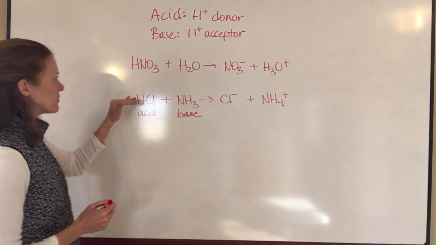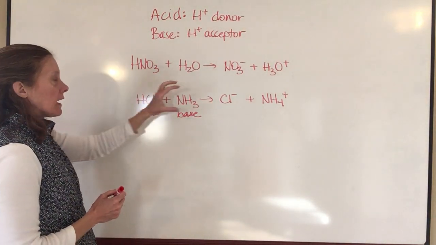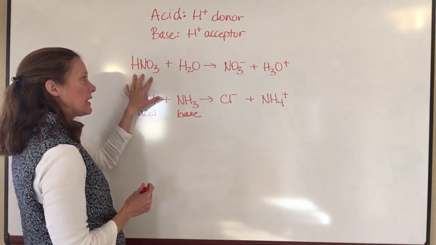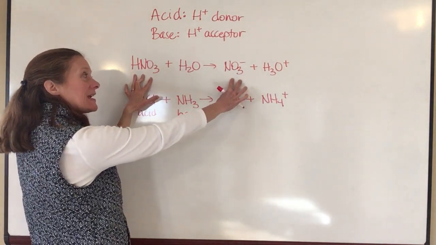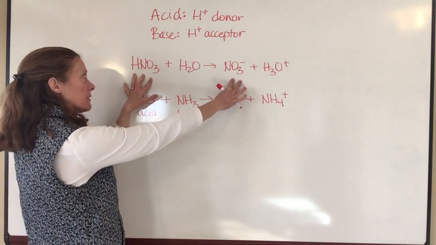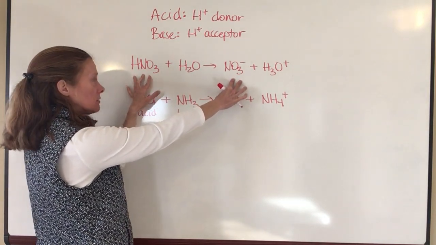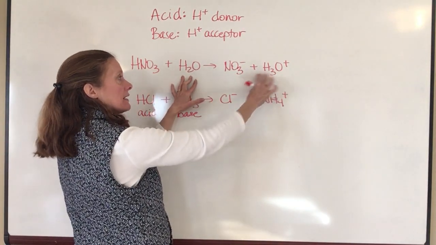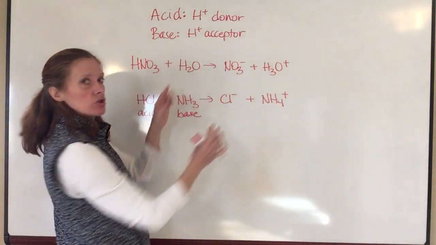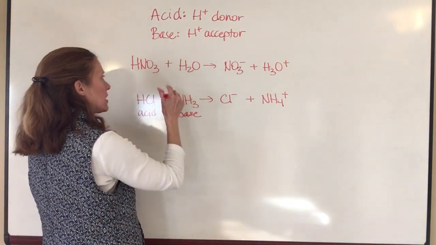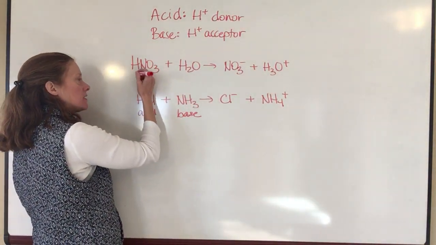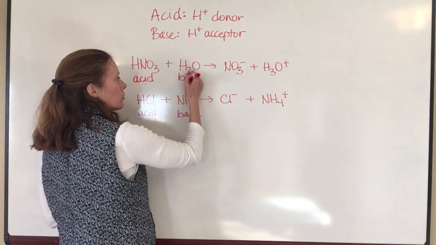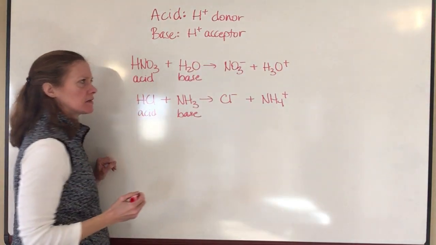Okay? Now let's go up and look at this top equation. Again, watch the bouncing hydrogen, see where it ends up. I have an HNO3 here and an NO3 minus here. What happened? Well, it lost a hydrogen. Here's an H2O, here's an H3O plus. What happened? Well, it gained that hydrogen, so the hydrogen bounced from here to over here. So since this donated the hydrogen ion, this is the acid, and water is the base.